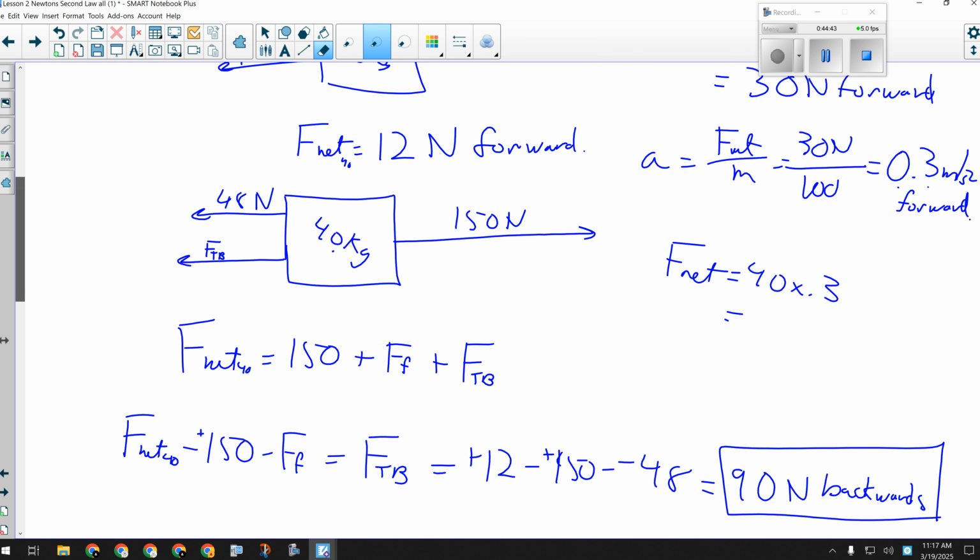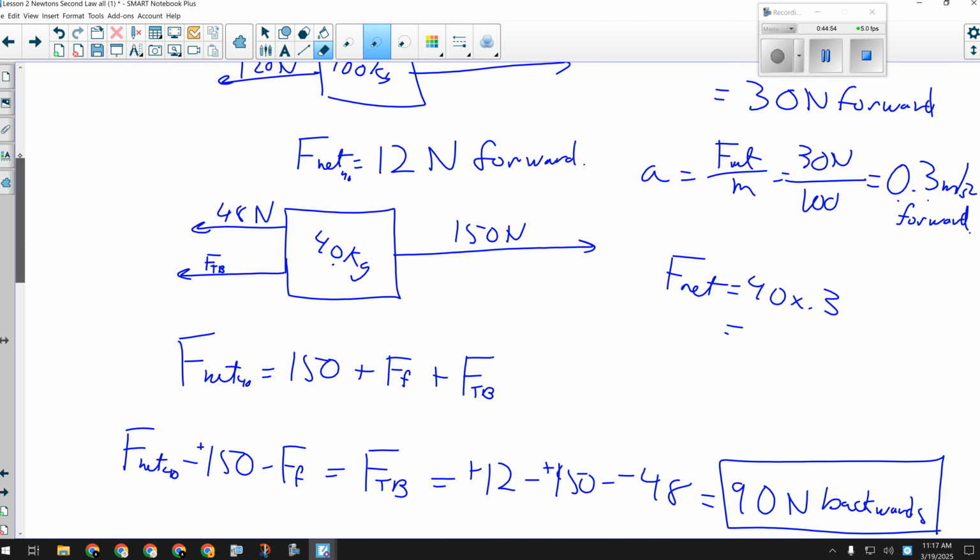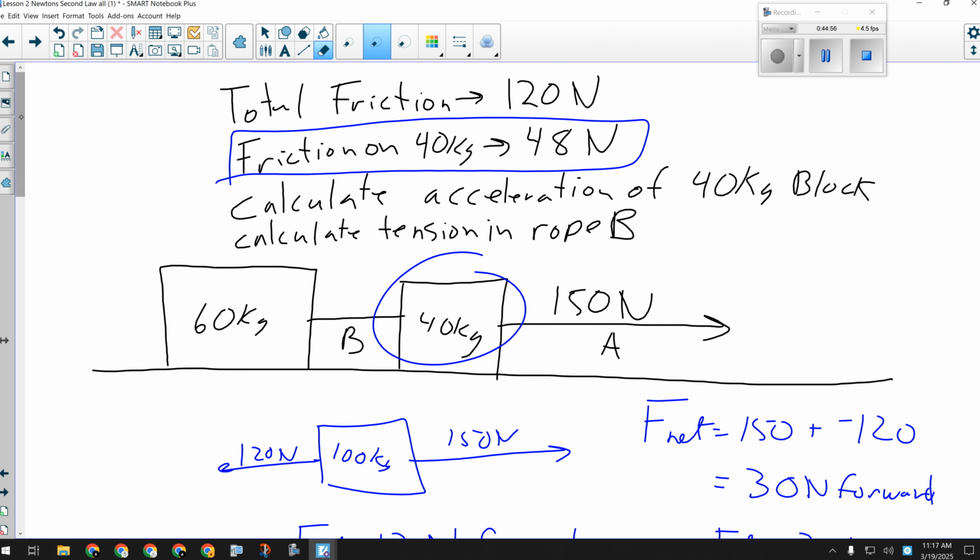Now, could I have solved this using the other block? I could. Okay? It involves one extra step. It's not hard, but it involves an extra step. The 60 kilogram block, they don't tell me directly how much friction is pulling on it. There has to be friction on this one, but I know the total friction and I know how much of it is on the first block. Could I figure out how much is on the second block? I could. And then from there, everything else is the same.